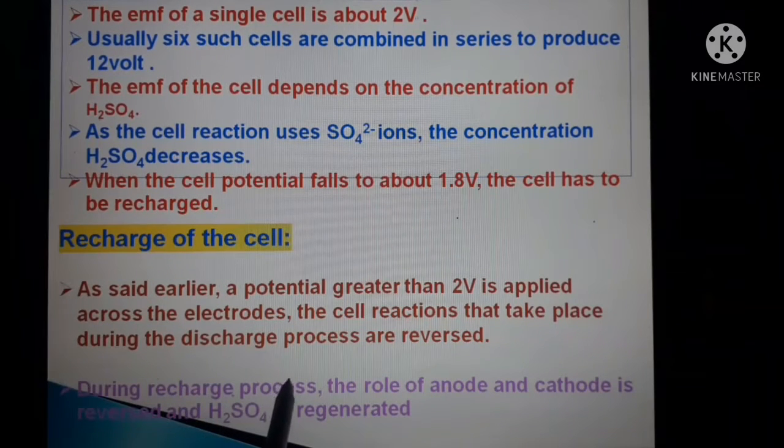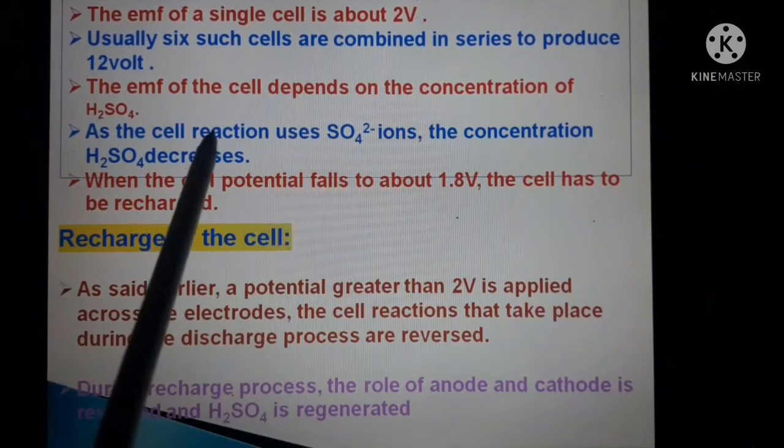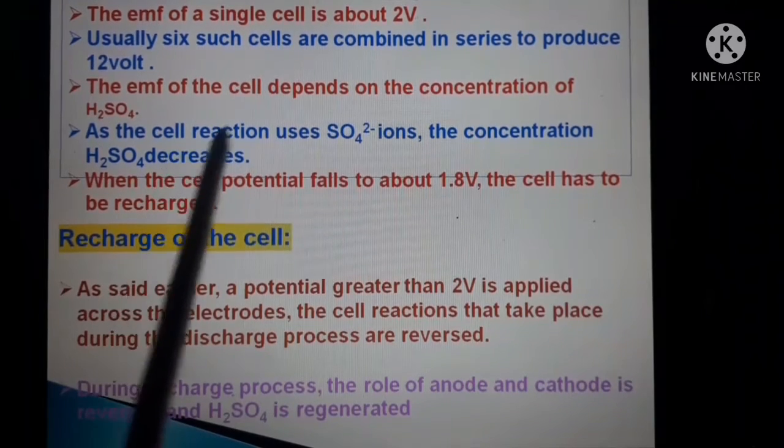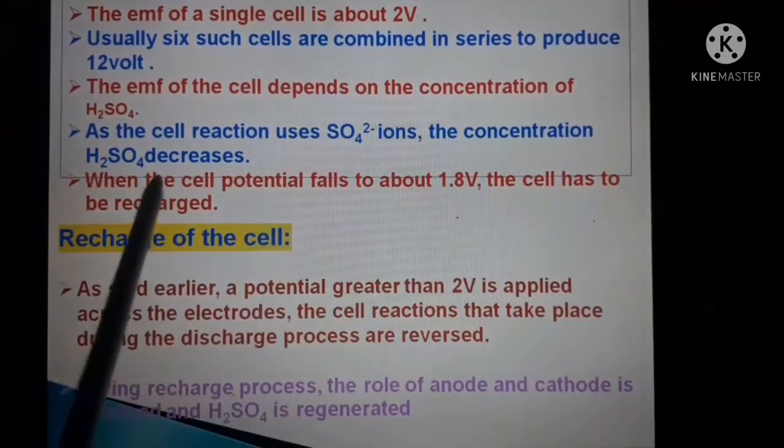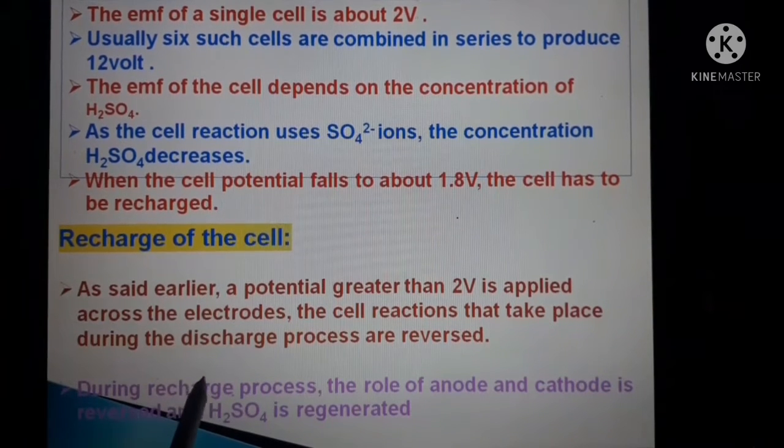During the recharge process, the roles of anode and cathode are reversed and sulfuric acid is generated. Here the cell reaction uses sulfate ions, so the concentration of sulfuric acid decreases. In the recharge process also, the roles of anode and cathode are reversed. Reversed means anode changes to cathode and cathode to anode, and sulfuric acid is generated. Sulfuric acid is again generated. Okay.